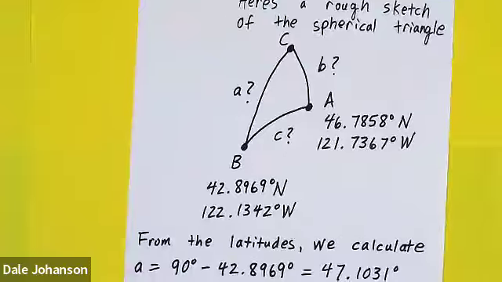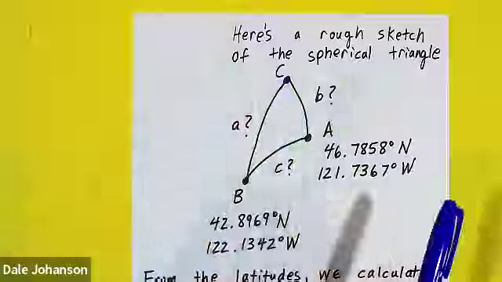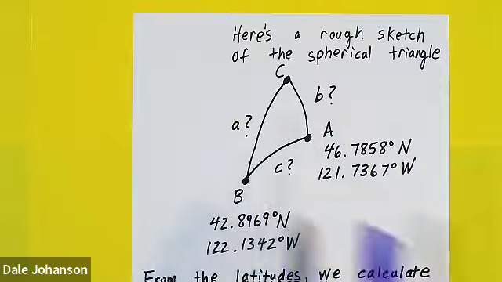So as I always do, a rough sketch, and as always, I emphasize the word rough. Here we have the North Pole. Here we have our two visitor centers. And here we have the GPS coordinates.